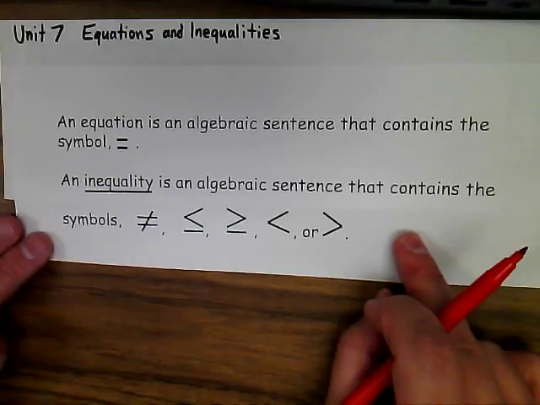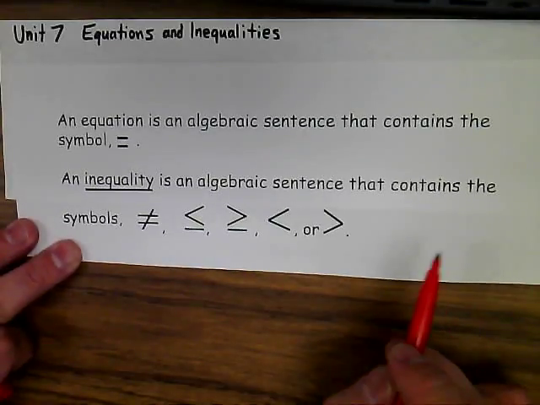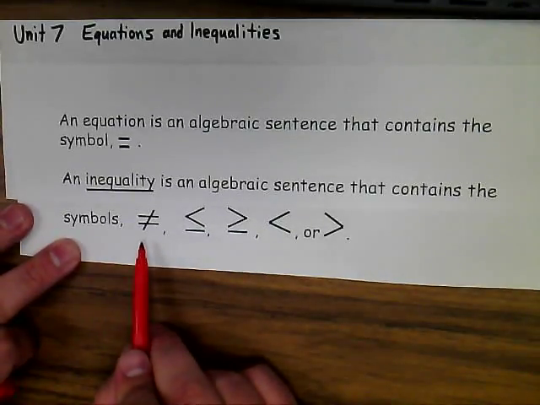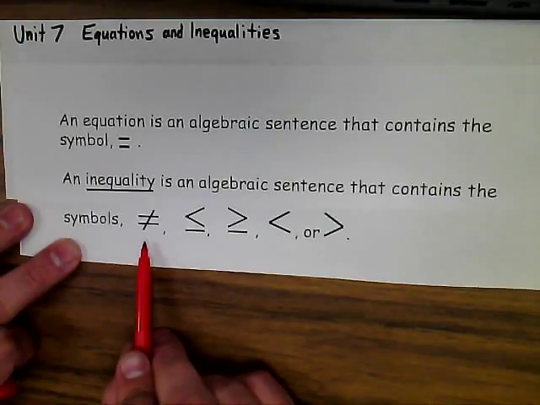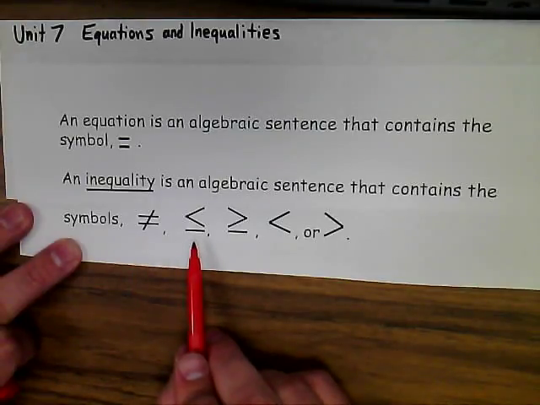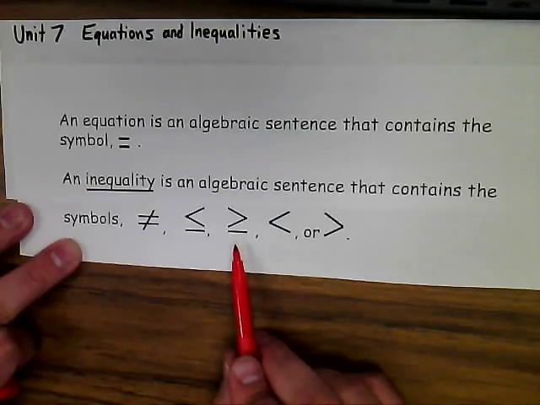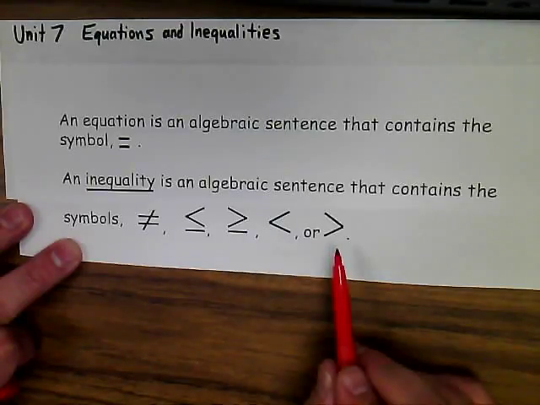Now, we also moved on to inequalities, which was something new for you here in 6th grade. And we learned 3 new symbols. This symbol, which we know means not equal to. This means less than or equal to. This means greater than or equal to. We're already familiar with less than or greater than.